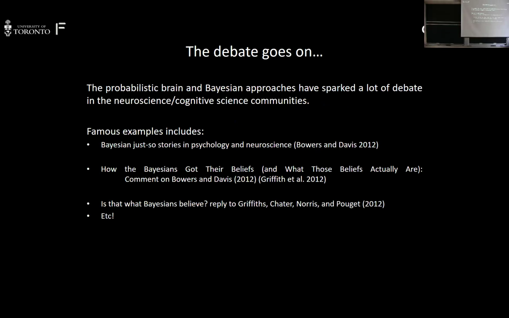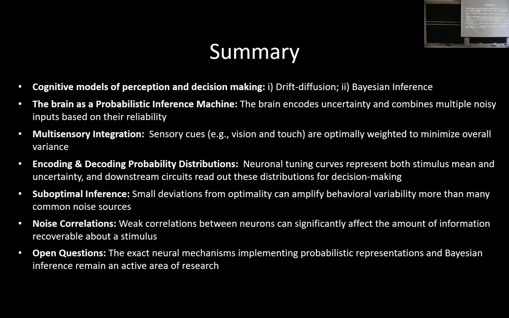There are other people with my name who know more about this stuff than I do. Yeah, so just to wrap up on the lecture, we'll take a break and go to the tutorial as usual. So we've got cognitive models of perception and decision making, just a high level survey. We talked about drift diffusion models and Bayesian inference models. This is one of the things we've been thinking about here today: the brain as a probabilistic inference machine.